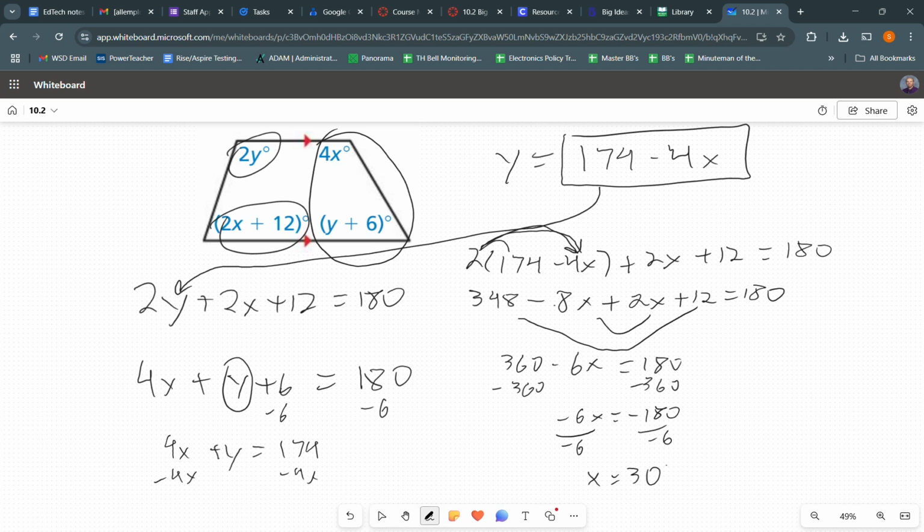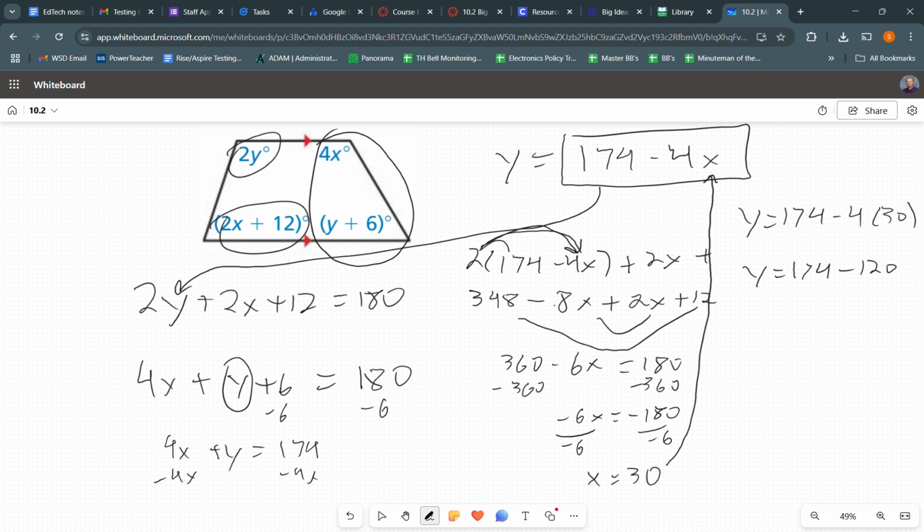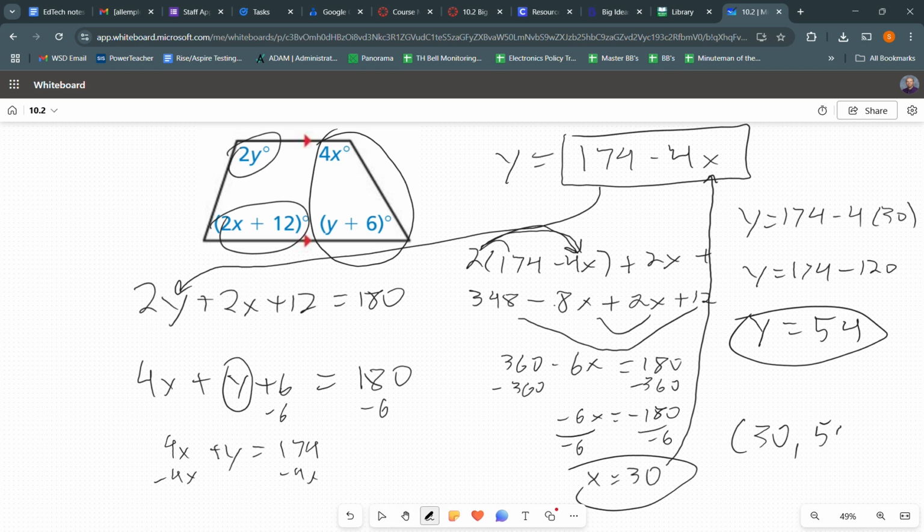Okay, we're going to take that value now and plug it back in up here. And if I do that, I should be able to figure out my value for y. So that gives us y equals 174 minus 4 times 30. Negative 4 times 30 is negative 120. So we end up with y equals 174 minus 120. And that will give us a value of 54 when we're done. So we've got our y value, we have our x value, and we are done.